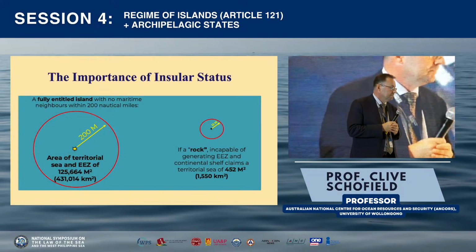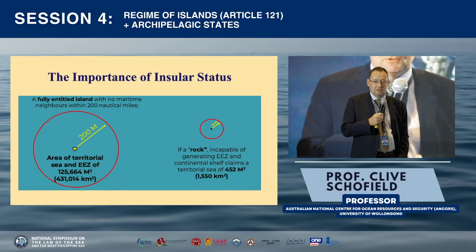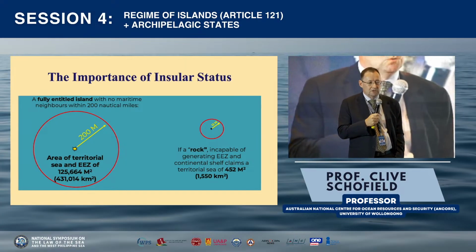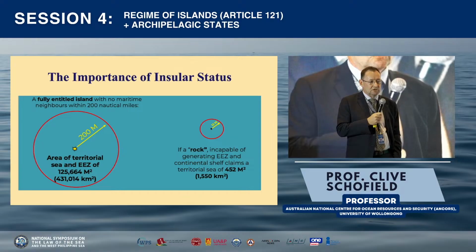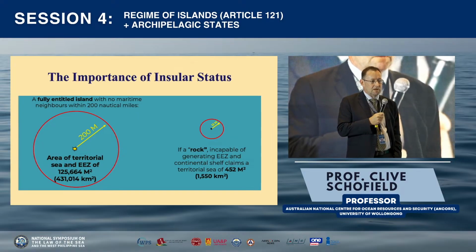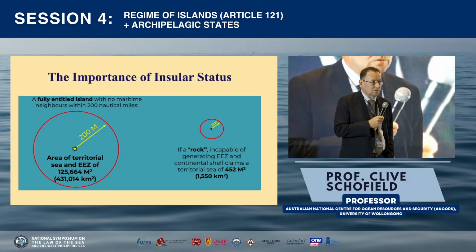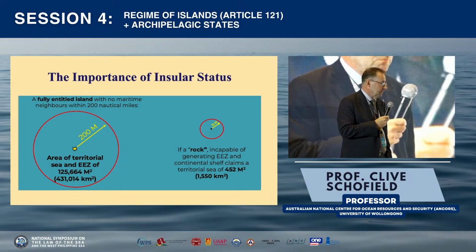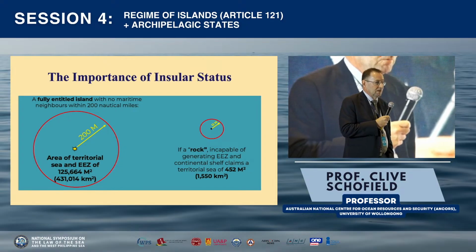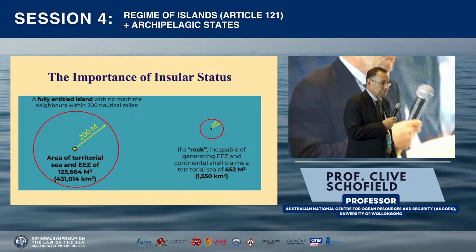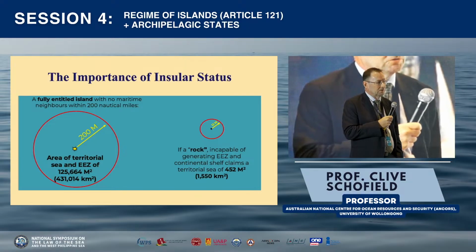Next, please. It matters. It matters from the point of view of whether you have a fully entitled island versus a mere rock or a low tide elevation, in terms of the breadth of the maritime jurisdiction that it can generate. So if you have a fully entitled island isolated in the ocean with no neighbors within 400 nautical miles, then you can generate over 125,000 square nautical miles of territorial sea and EEZ. Whereas if you are a mere rock, you're restricted to 452 square nautical miles of exclusive economic zone.